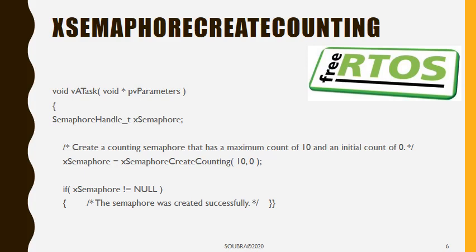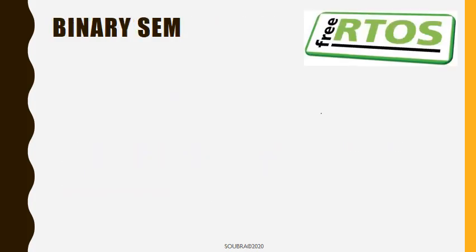Alright, so this could be used for counting events, for instance. And then you can see that if it's not null, this means that the creation of the semaphore did not fail, so I can do whatever I want to do later on. Alright, so let's see now.